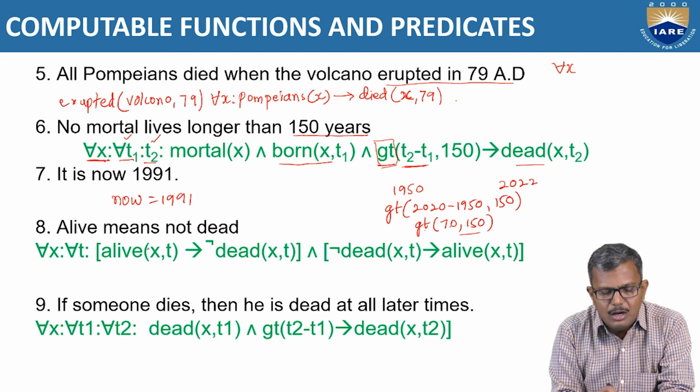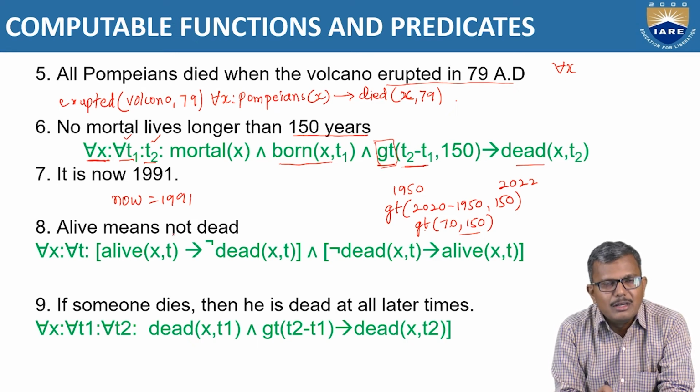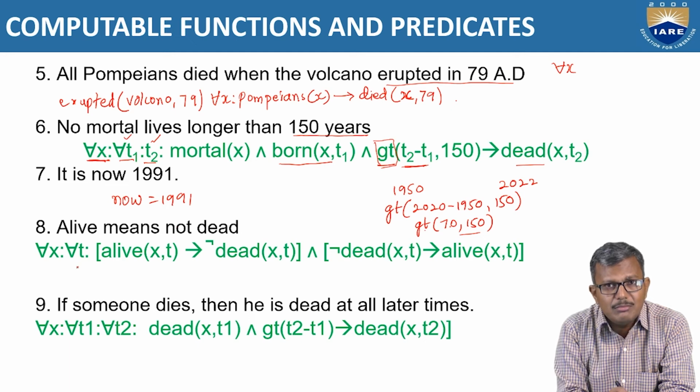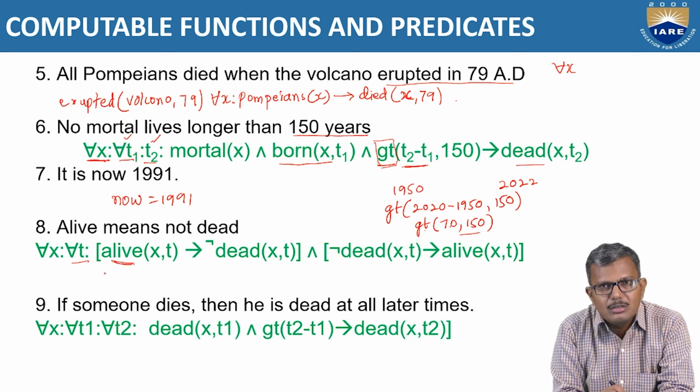Okay, so next one, alive means not dead. Here also we are talking about some time period. We need some time period. But we are not seeing how many years a person has been alive. We are just talking about the time period. So instead of taking T1 and T2, we are just taking T. First we are trying to see whether they are alive or not. Alive means alive. Who is alive? Some people, X. At what time? Here I have used this symbol. Why? Because in the English representation, there is not one.